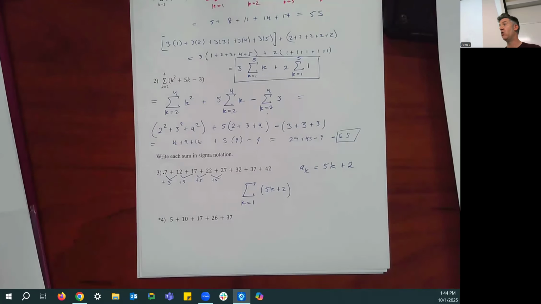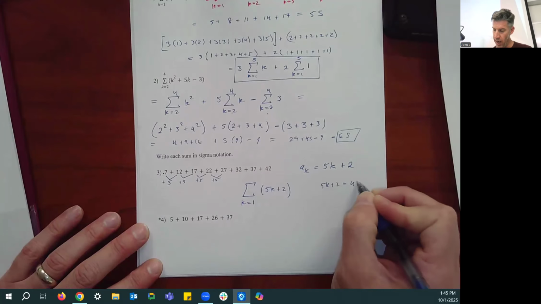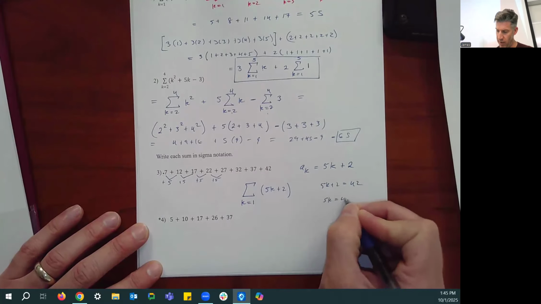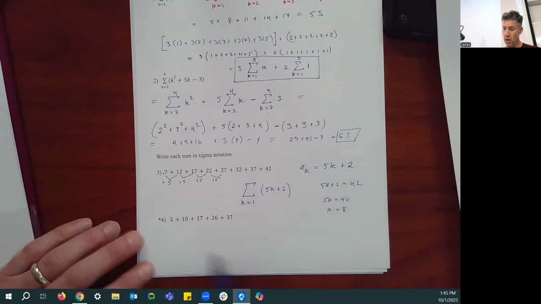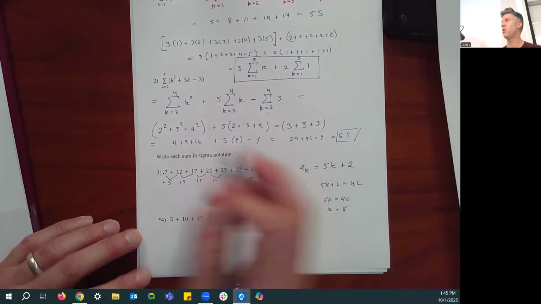You could either set 5k plus 2 equal to your last term, and then solve for k. Subtract 2, 5k equals 40, divide by 5, k equals 40 over 5, which is 8. Or you can count the number of terms. 1, 2, 3, 4, 5, 6, 7, 8. Either way, you're going from k equals 1 to 8.